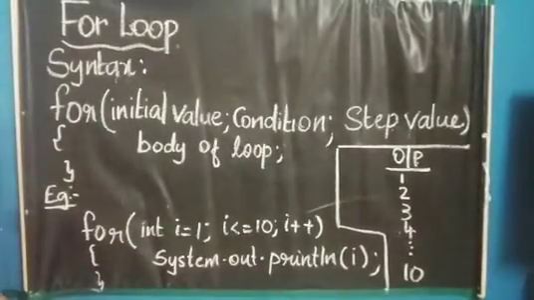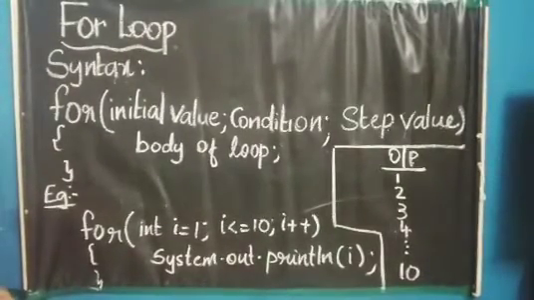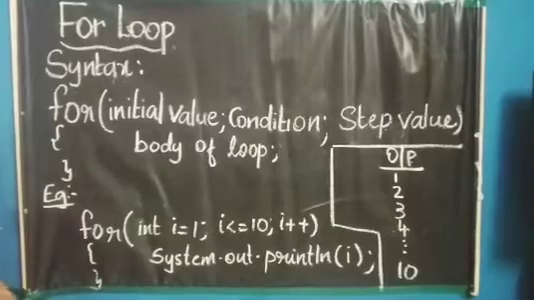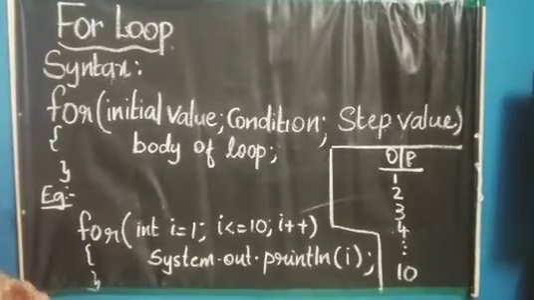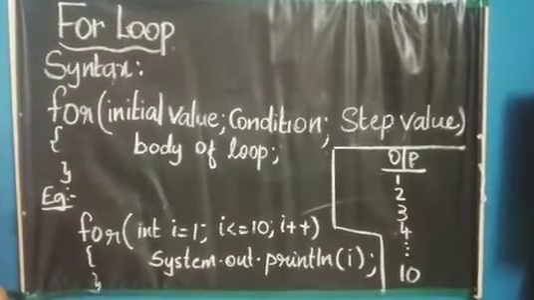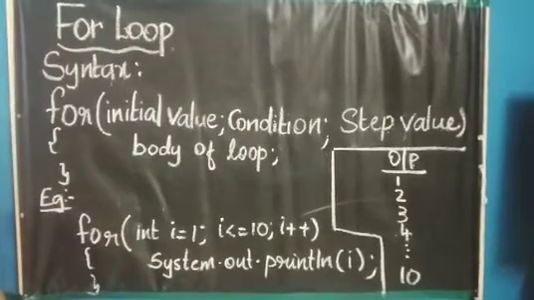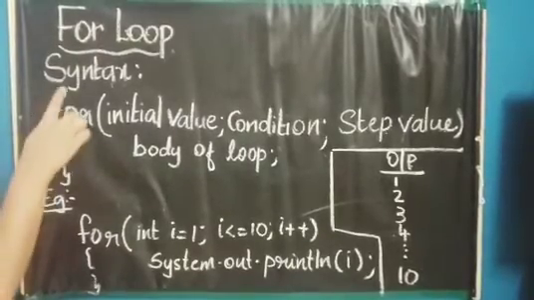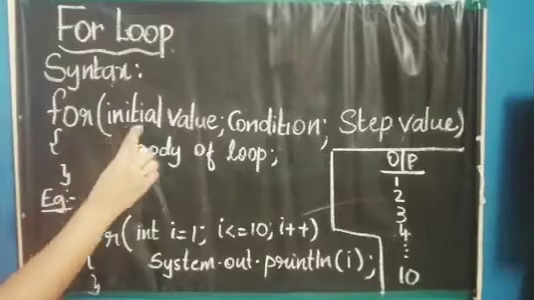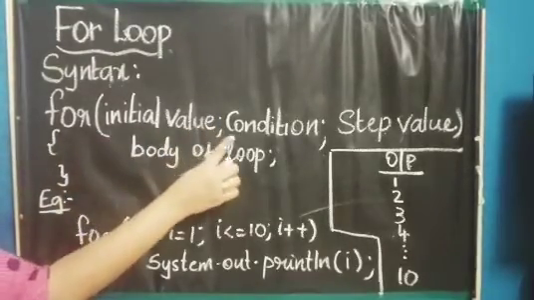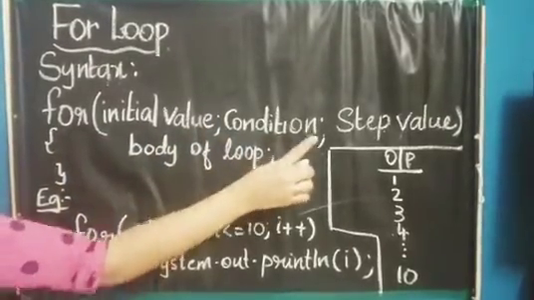First we will see the for loop. The for loop is used when the number of iterations is fixed. That is, if you know the starting as well as the ending value, then we use the for loop. Then we'll see the syntax. For (initial value; condition; step value).